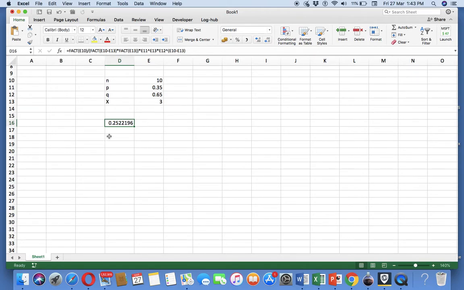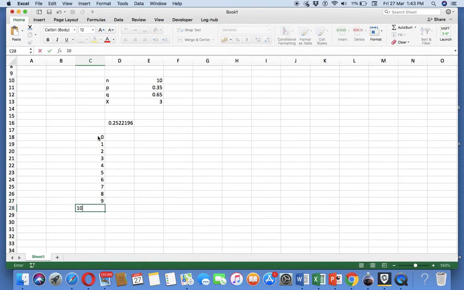So the rest is a failure. Now let us see the entire range. What is the probability that no movies will succeed? Probability that 1 movie will succeed. Probability that 2 movies will succeed. 3 movies, 4 movies, 6 movies, 7 movies, 8 movies, 9 movies. And the probability that all the movies will succeed given this probability.